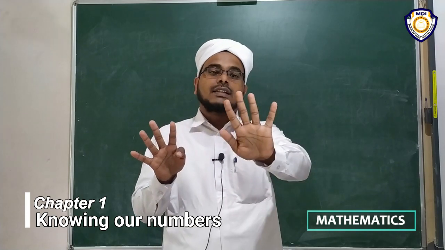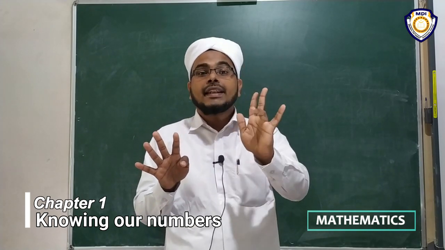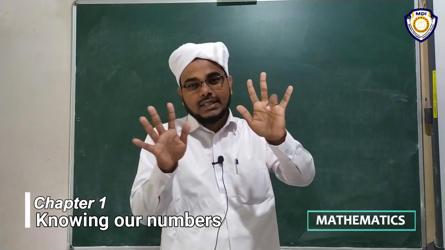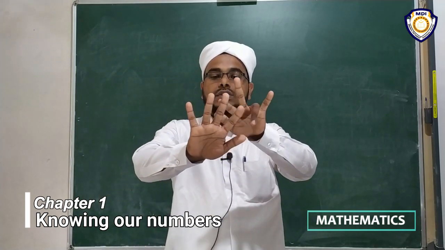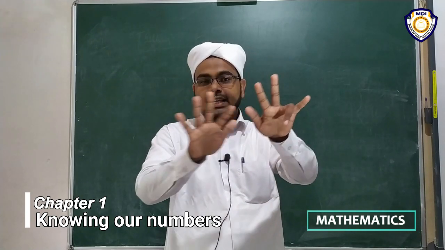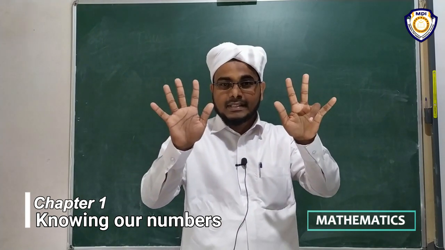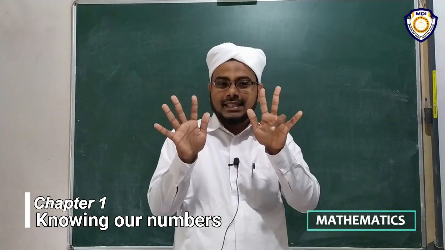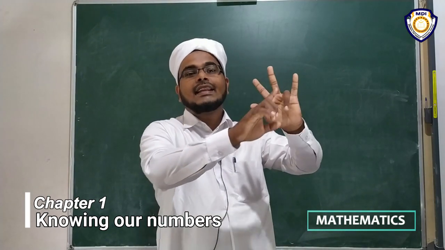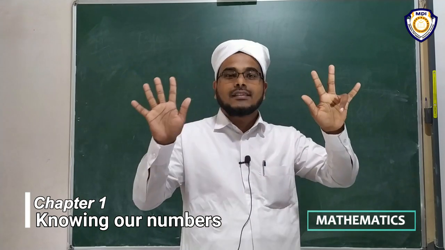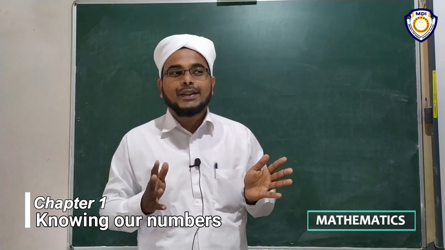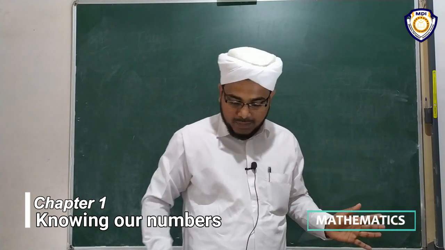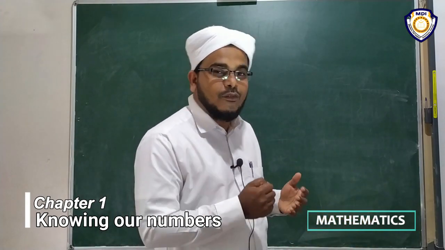Okay. If you are asked 9 into 9, then you have to turn this 9th finger. Then we got 1, 2, 3, 4, 5, 6, 7, 8. Then these 8 fingers represent tens. Then we got 80. This represents ones. Then it is 81. Okay. It is a very simple way to find out the multiplication of 9. Please practice well. Then it will be very simple.